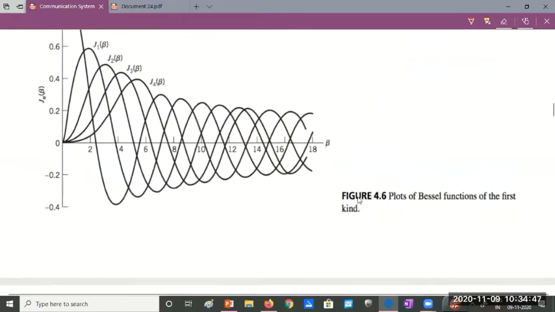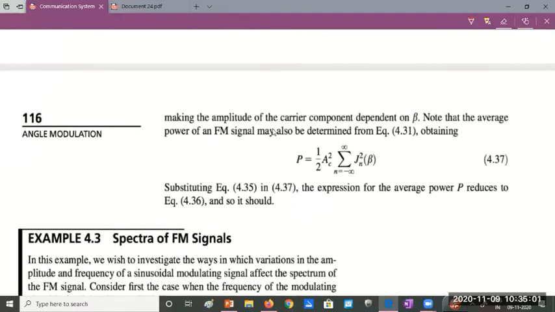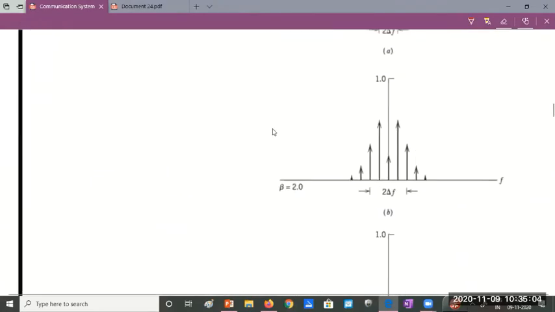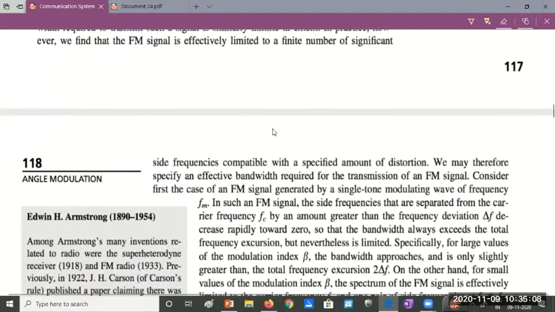Here you can see it more neatly. J naught of beta is a cosine, J1 of beta and all are sines, but all are at certain delays. Okay, so this is the plot of Bessel functions. And the final equation we saw, the spectrum of the angle modulated signal.